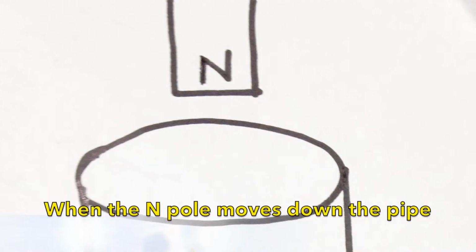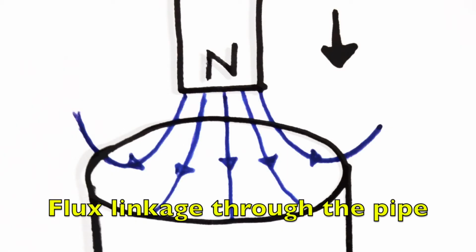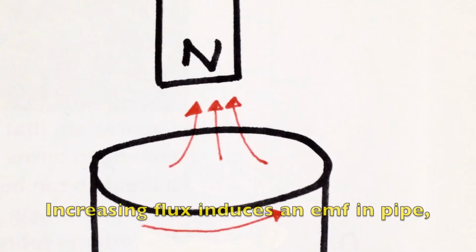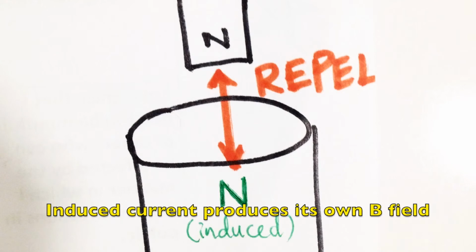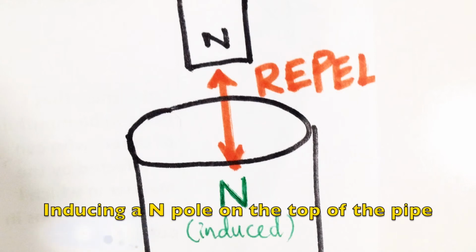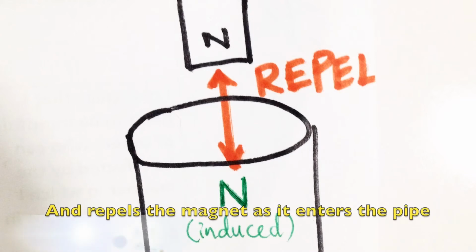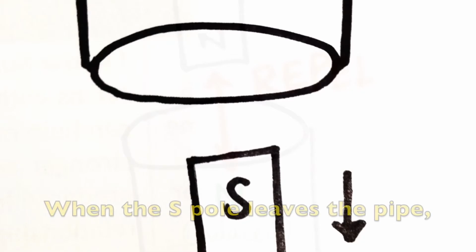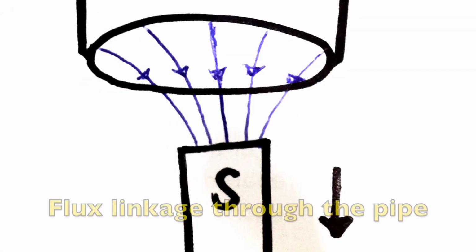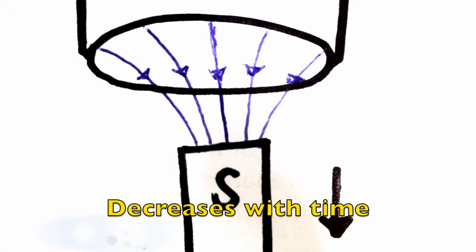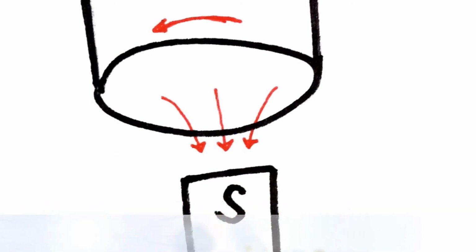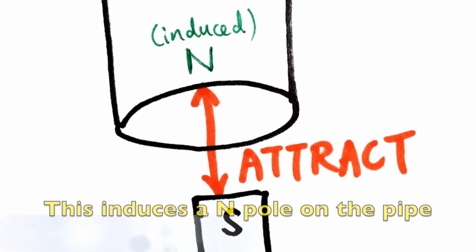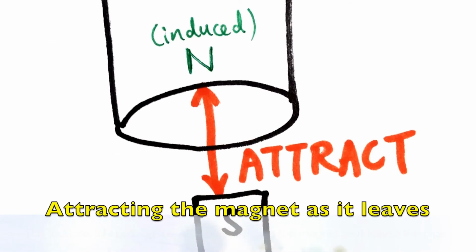When the north pole of the magnet moves down the aluminium pipe, the flux linkage through the pipe increases with time. This increasing flux induces an EMF in the pipe, producing an induced current. The induced current produces its own magnetic field, inducing a north pole on the top of the pipe and repels the magnet as it enters the pipe. When the south pole of the magnet leaves the pipe, the flux linkage through the pipe decreases with time. This decreasing flux induces an EMF in the pipe, inducing a north pole at the bottom of the pipe. This attracts the magnet as it leaves the pipe.